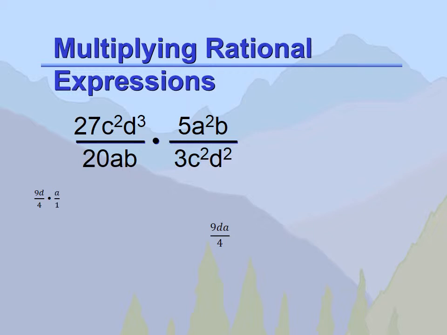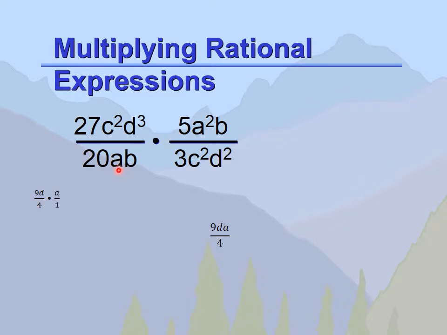So here, 3 and 27 can cancel. 3 goes into 3 once, into 27 9 times. 5 and 20 can cancel. 5 goes into 5 once, into 20 4 times. Now also, the c squared and this c squared cancel out. This d squared cancels out everything except for 1 d, which is why there's a 1 d here.